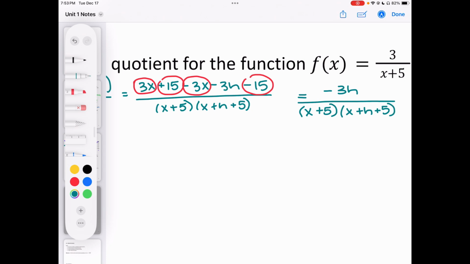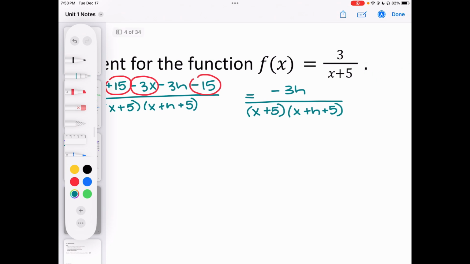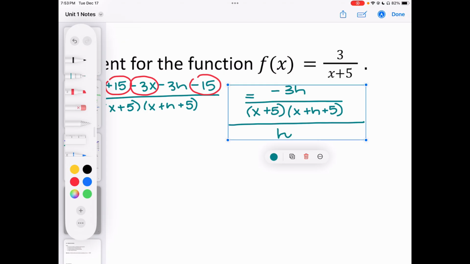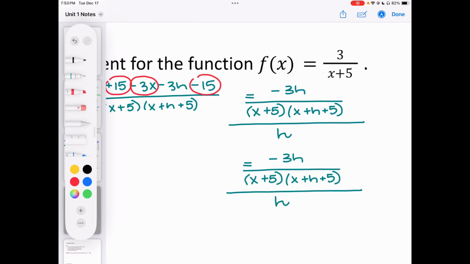Okay. Now, I'm going to go ahead and write everything divided by h. Now, the good news is if I am writing something divided by a fraction divided by h, that's the same thing as bringing this h down as part of the denominator of the top fraction. Okay. It ends up becoming part of that denominator.